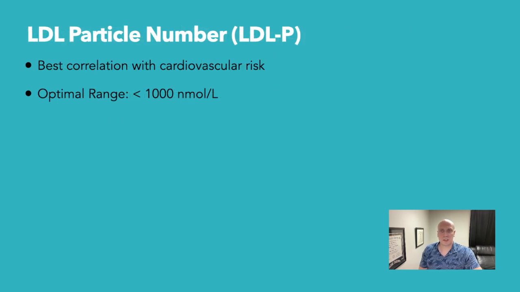So the first thing I look at is the LDL particle number, because this is the best correlation with cardiovascular risk, way beyond a calculated LDL, which is what we see on a regular cholesterol test. The optimal number for this test is less than 1,000.